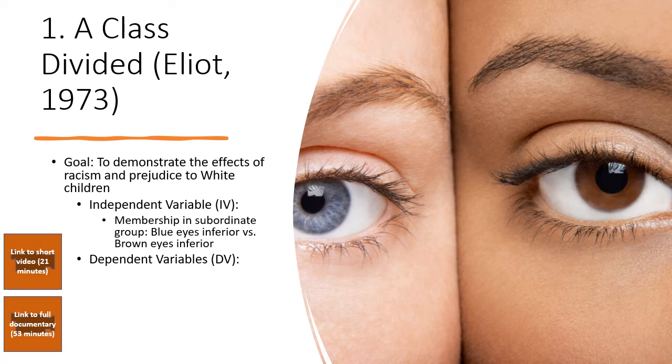The independent variable then is perceived membership in a subordinate group, believing that your group is subordinate. Blue eyes were inferior versus brown eyes inferior. So did we see different responses when people thought that their group was inferior? And the dependent variables that she measured were academic outcomes, emotional outcomes, and long-term attitudes.